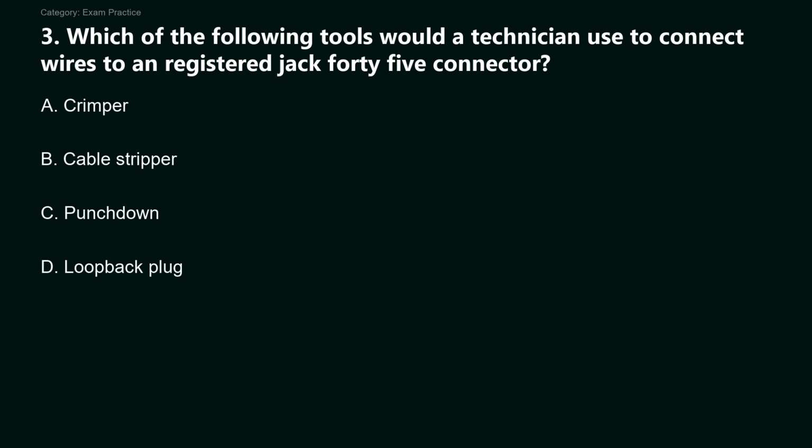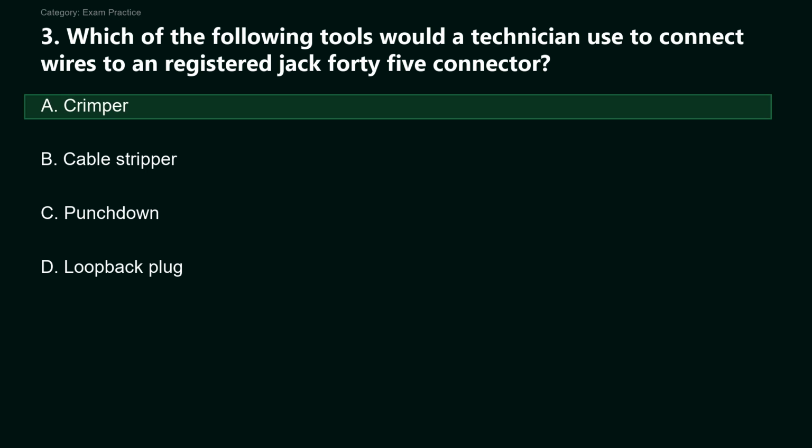Question 3. Which of the following tools would a technician use to connect wires to an unregistered Jack 45 connector? Option A, crimper. Option B, cable stripper. Option C, punch down. Option D, loopback plug. The correct answer is option A, crimper.